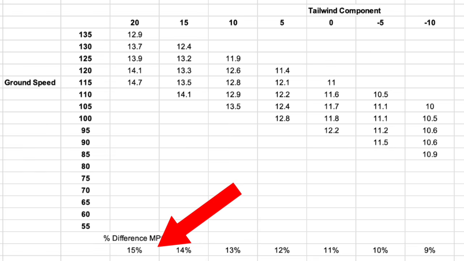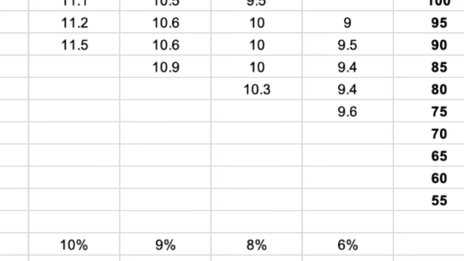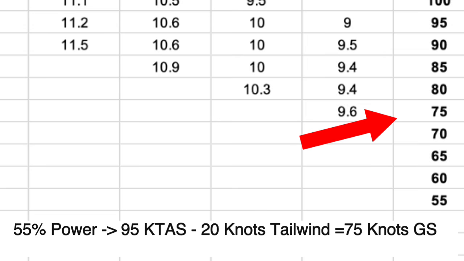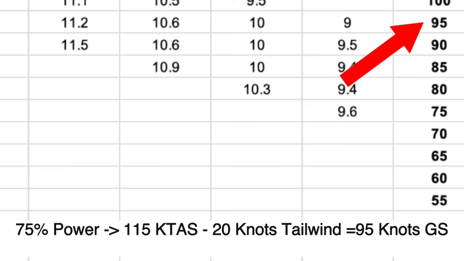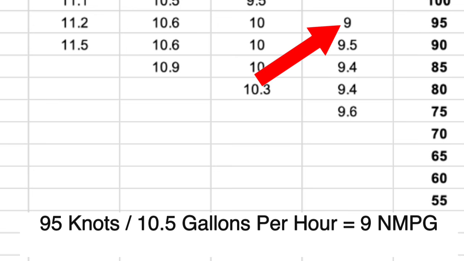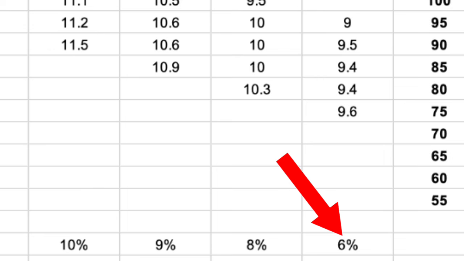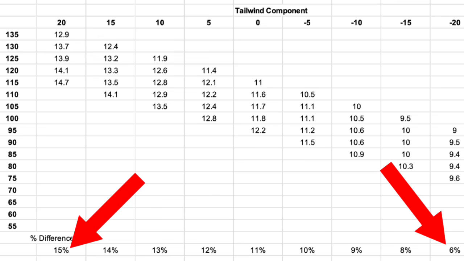Now, if we go to the other end of the spectrum of a 20 knot headwind, a low power setting is going to give you a ground speed of 75 knots, which I realize is terrible. Why would we do this? And a fuel economy of 9.6 nautical miles per gallon. But if we push that power setting up, we can get our ground speed up to 95 knots, but our fuel economy only drops down to 9 nautical miles per gallon. Not that much, a penalty of only about 6%. And the point here is that the economy penalty of flying at a higher power setting is cut nearly in half when you're in a headwind.